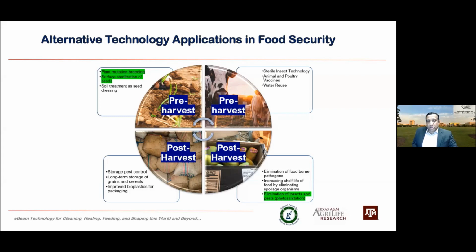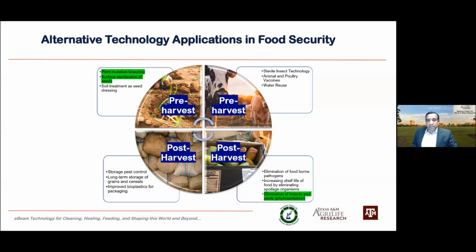In post-harvest, you can use it for food safety, for elimination of foodborne pathogens. You can also use it for phytosanitary treatment, which is the elimination of insects and pests. And then also post-harvest, you can use it for long-term storage of grains, etc. So if you think about these two areas alone, this is food safety and food security at a very large scale when you think about the applications.